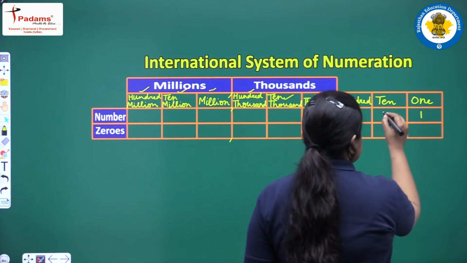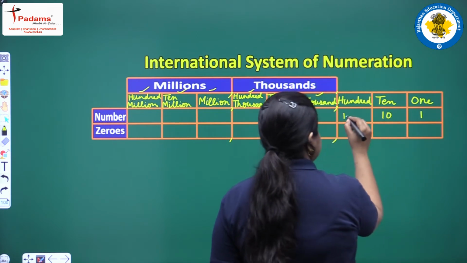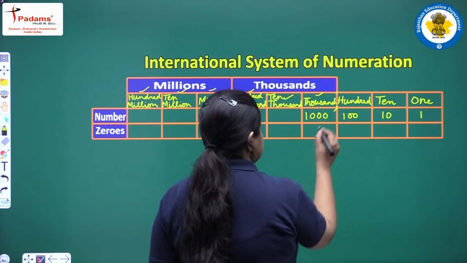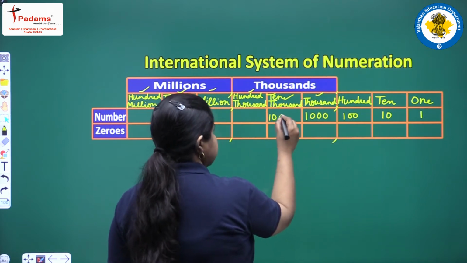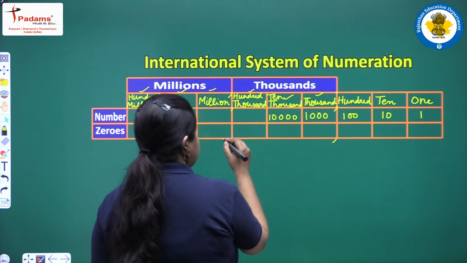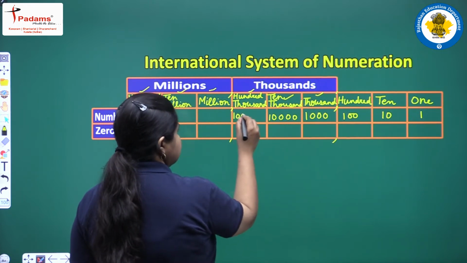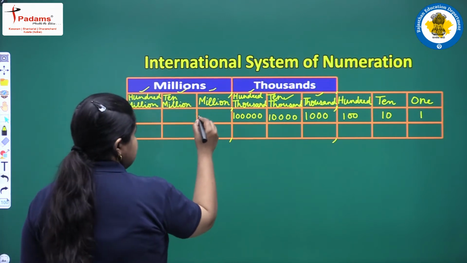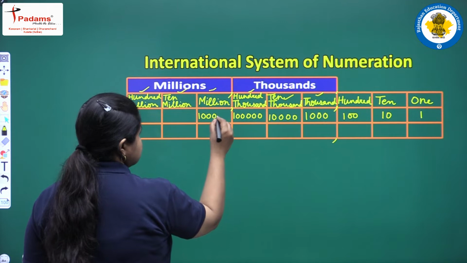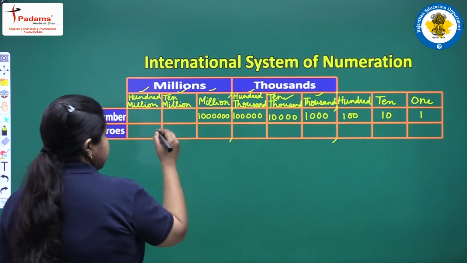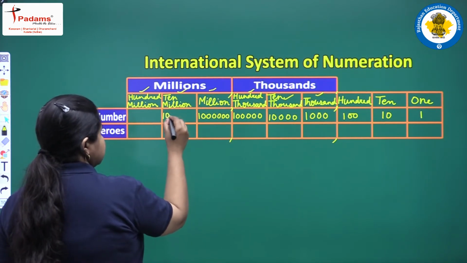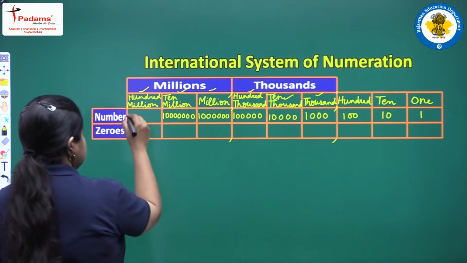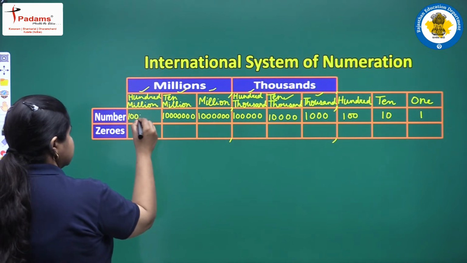Let us write down their values. 1 is a 1, a 10 is a 10, 100 has 2 zeros, 1000 has 3 zeros, 10,000 has 4 zeros, 100,000 means 100 and 3 zeros for 1000. Then a million has 6 zeros, 10 million has 7 zeros, and then we have 8 zeros.